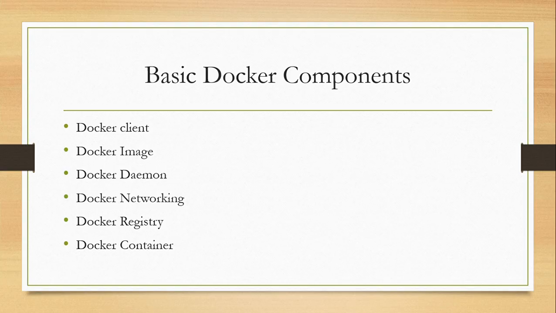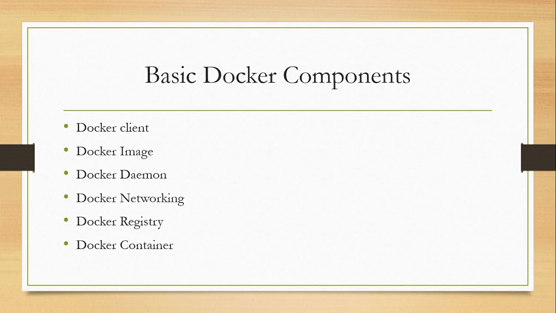Next is Docker daemon. Docker daemon, as I mentioned, is used for creating, running, and distributing the images, and it responds only to the API calls. Docker networking. Docker networking is a component that helps in establishing communication between containers, and it has five main types of network drivers. They are none networking, bridge networking, host networking, overlay networking, Macvlan networking.